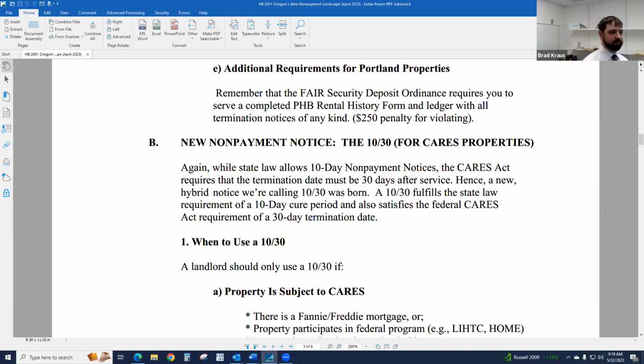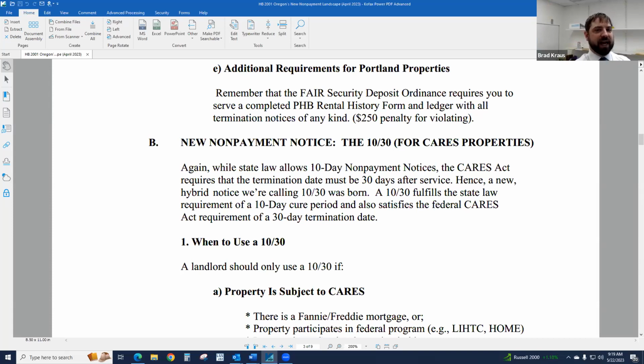Awesome. I just had a quick question. It sounds like the for-cause notice is obviously superior in terms of flexibility and utility. So why use a 10-day at all? I fail to see any useful application for that notice. It's a good point.